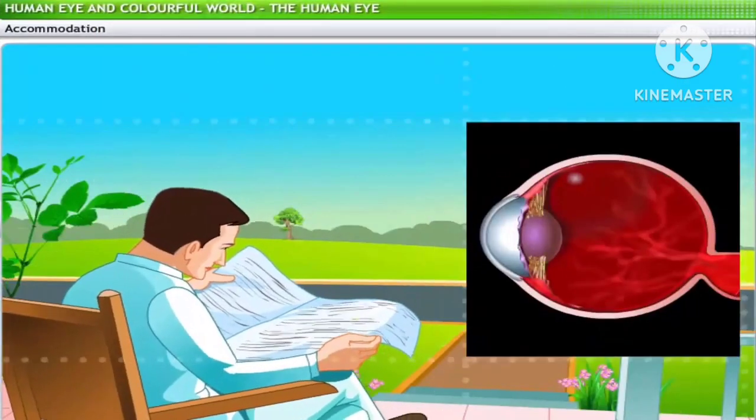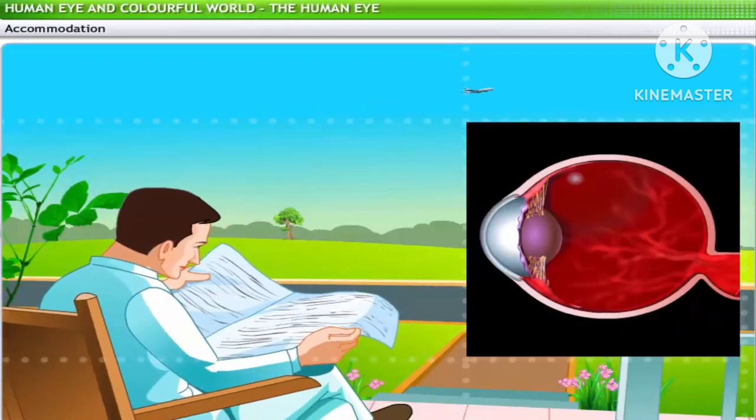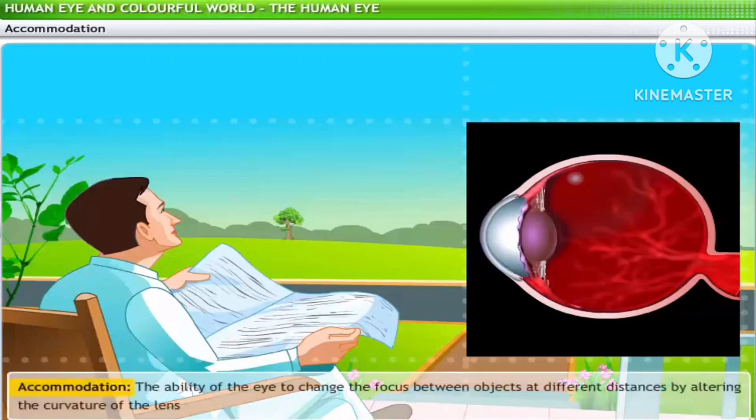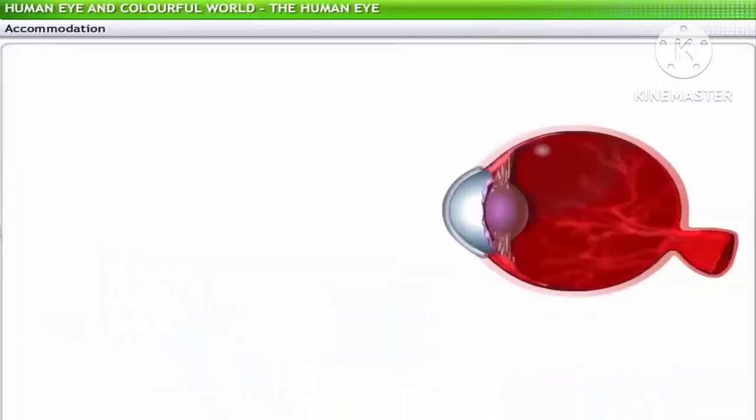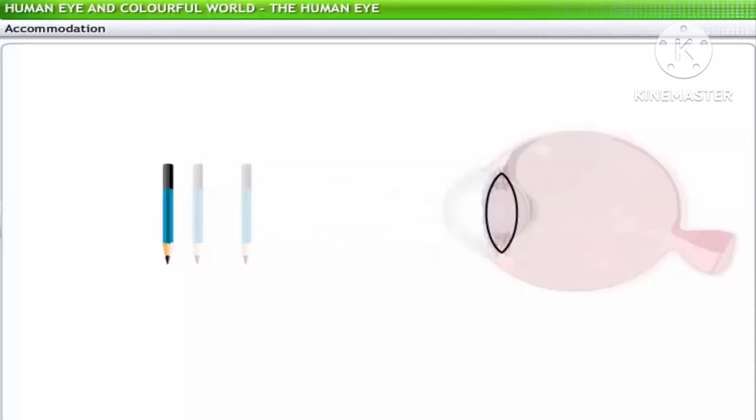Let's start. Ciliary muscles help obtain the focus of objects located at different distances. Your eye can change the focal length of the lens in a fraction of a second when you look at another object. This ability of the eye to change focus for objects at different distances by altering the curvature of the lens is called accommodation. For an object to be seen clearly, the image must be formed on the retina. The distance between the lens and the retina is fixed. So, how do you think the eye is able to focus on objects at different distances?